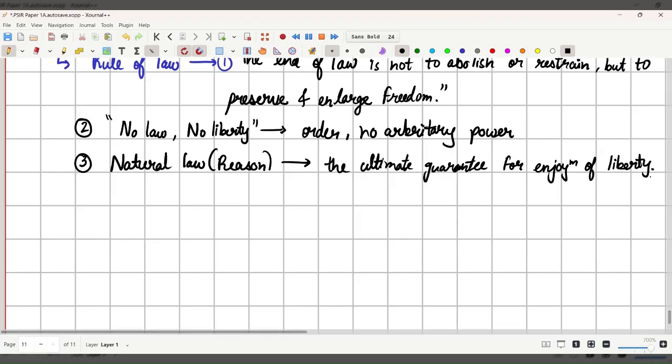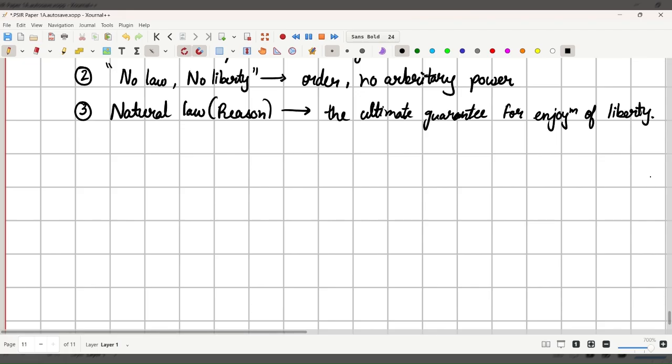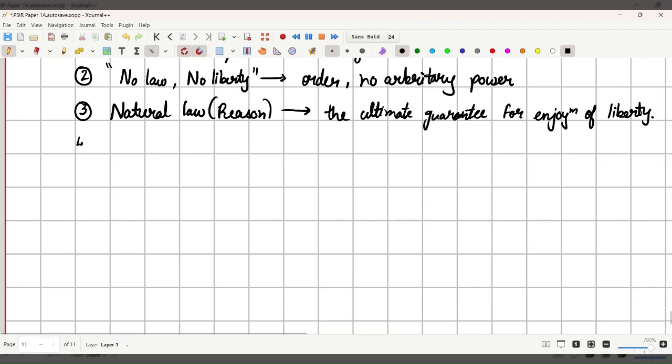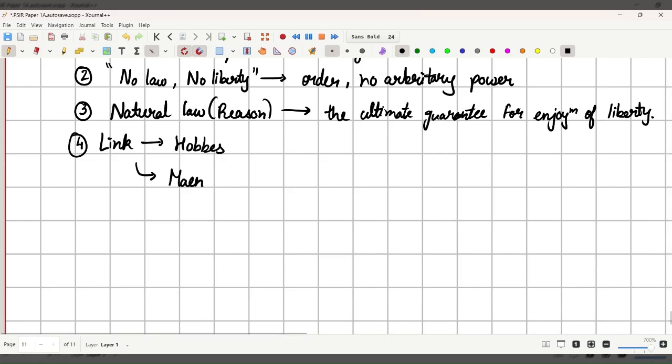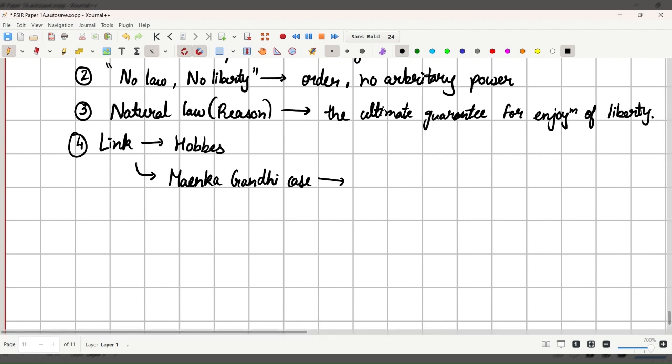Then you can link here the Maneka Gandhi case with respect to Article 21.